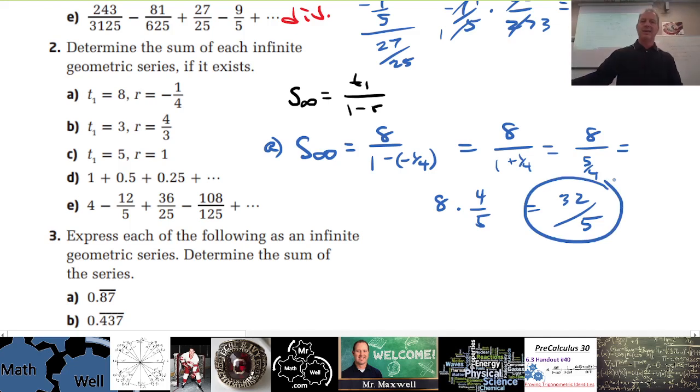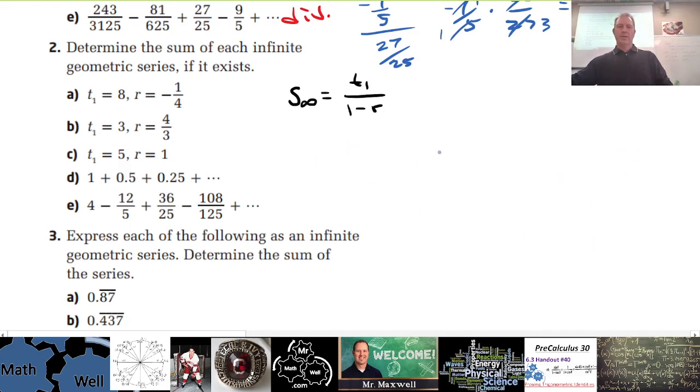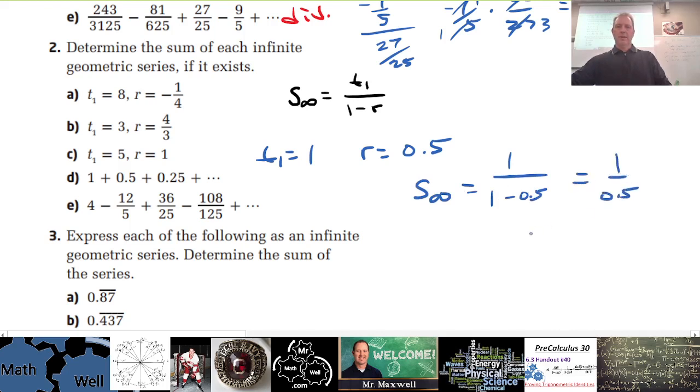Okay, so that's A. Let's do D. I'm going to do D here as well, just so that you can see a slightly different type of question. So 2D, I'm doing up here right now. T1 is 1. R is, well, 1 times what is 0.5? Looks like it's 0.5, right? So the infinite sum of that series would be 1/(1 minus 0.5), which is 1/0.5, and that should equal 2.